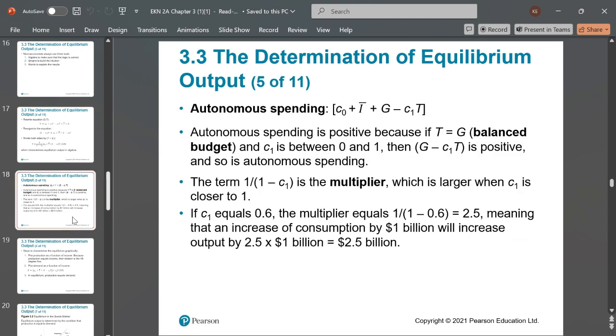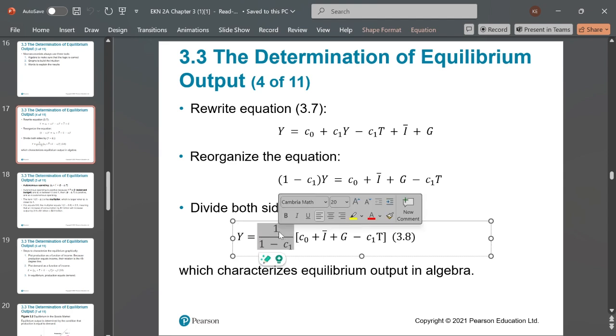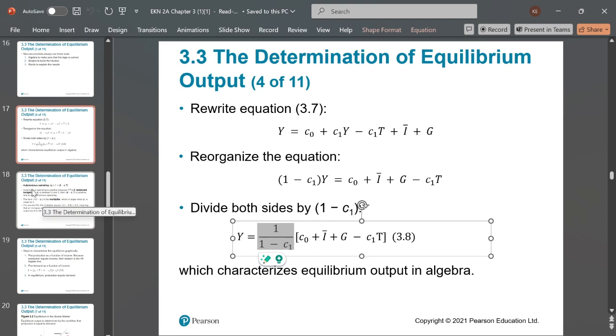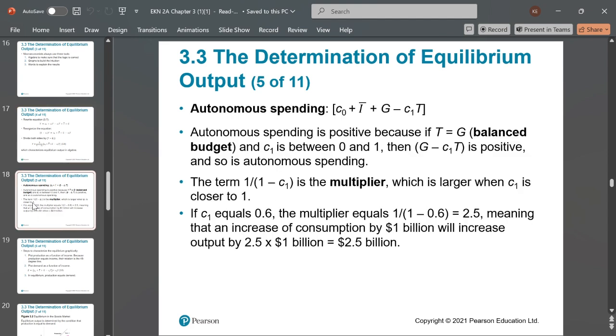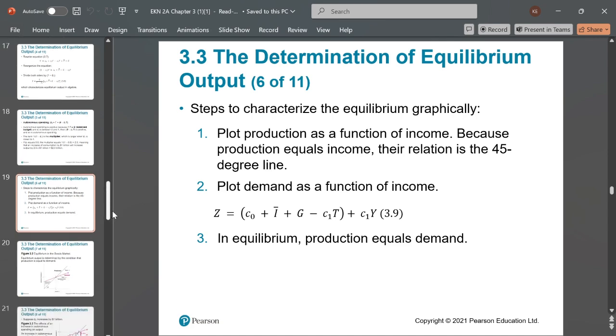Then you get your multiplier. Remember we said that we're going to have this, right? So this is basically your multiplier. This part of the equation is your multiplier. It's 1 divided by 1 minus c1, right? And then you can read the rest. And then we go on, and now we're going to see how it is going to be plotted on a graph.